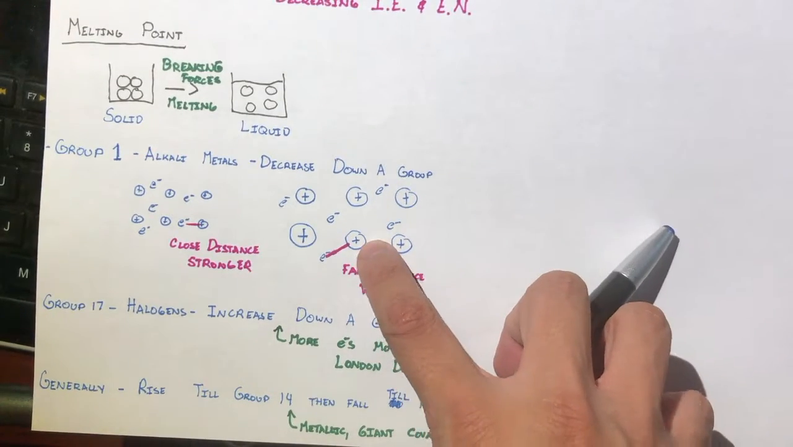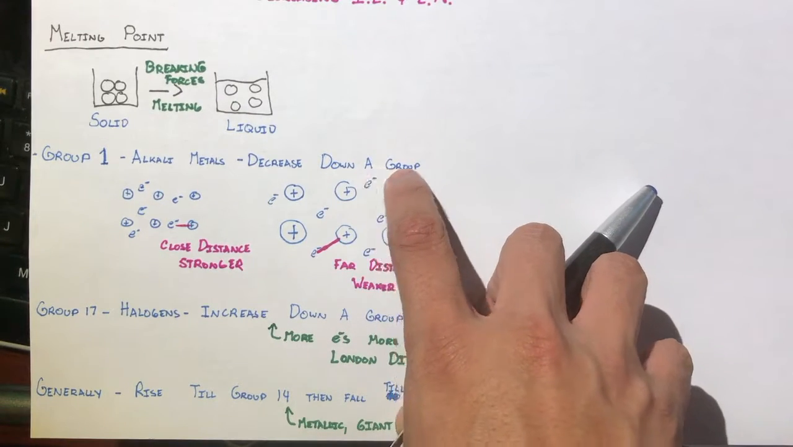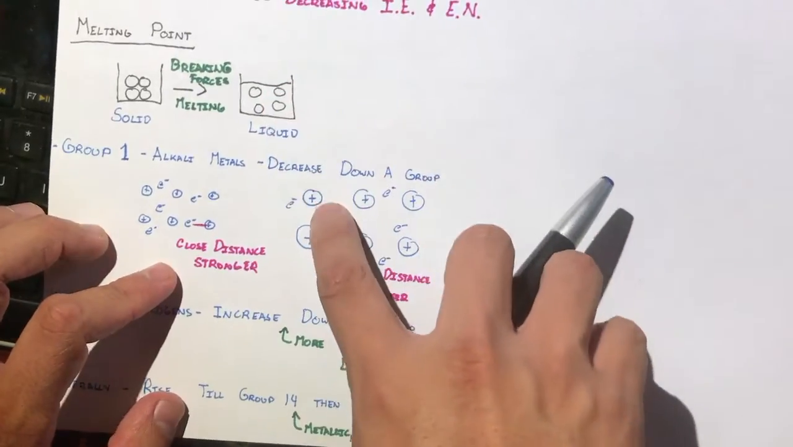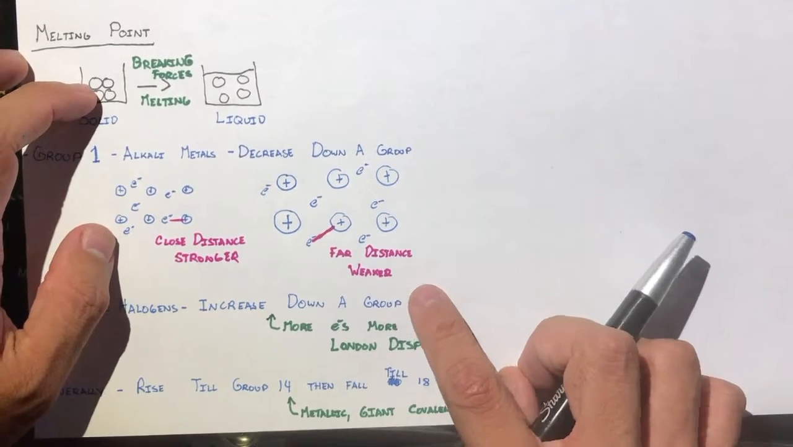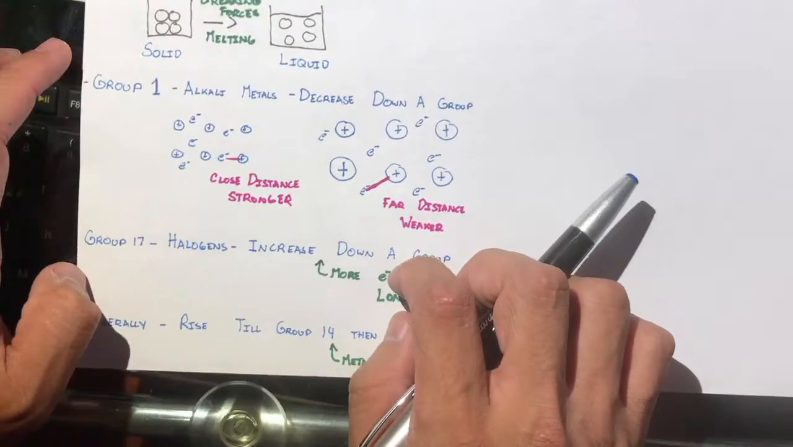Now when these electrons get further away because we're going down a group, the amount of energy that we need is going to decrease. So the melting point is actually going to be lower, because we have a far greater distance and a weaker attraction for those electrons.